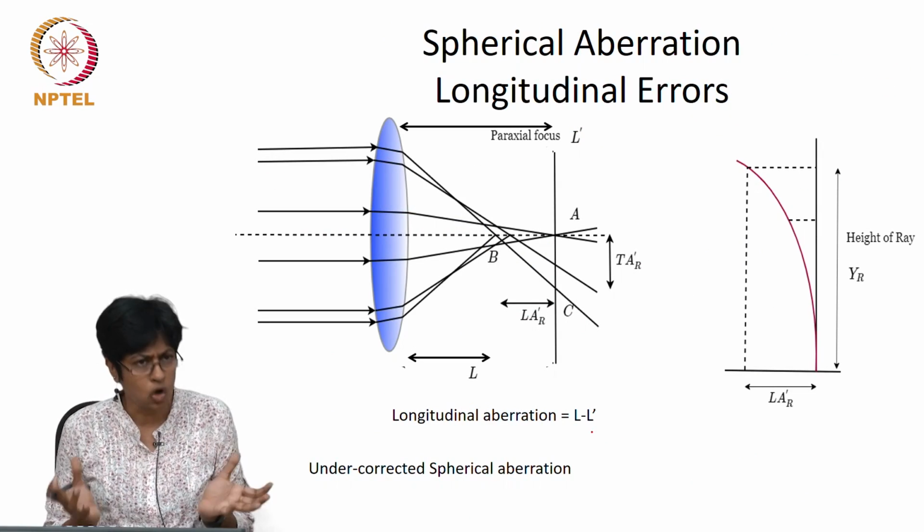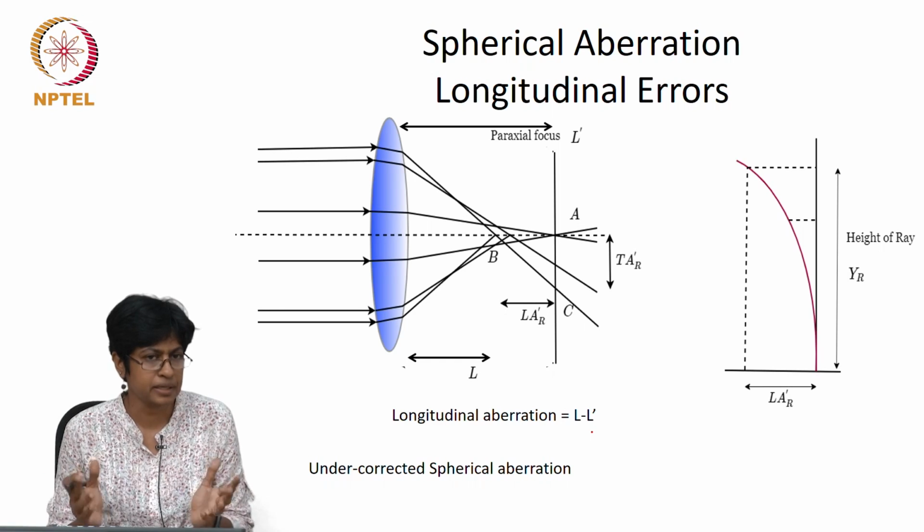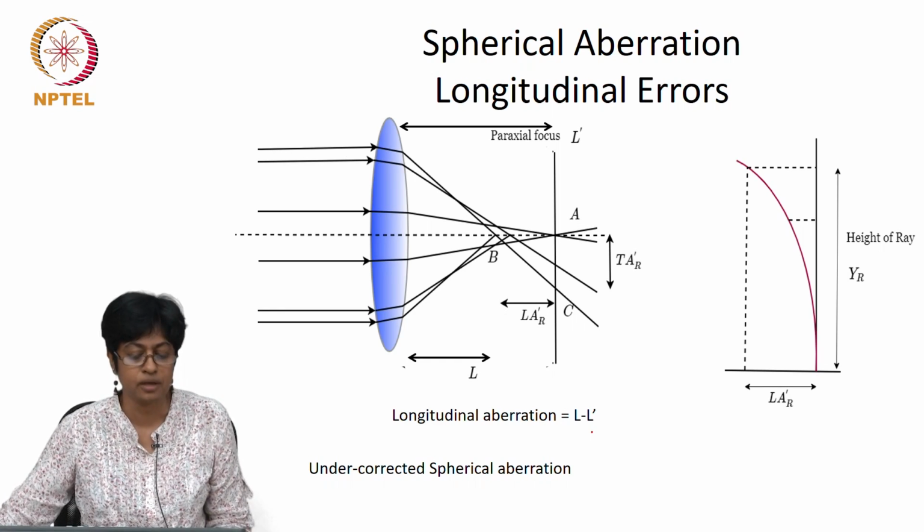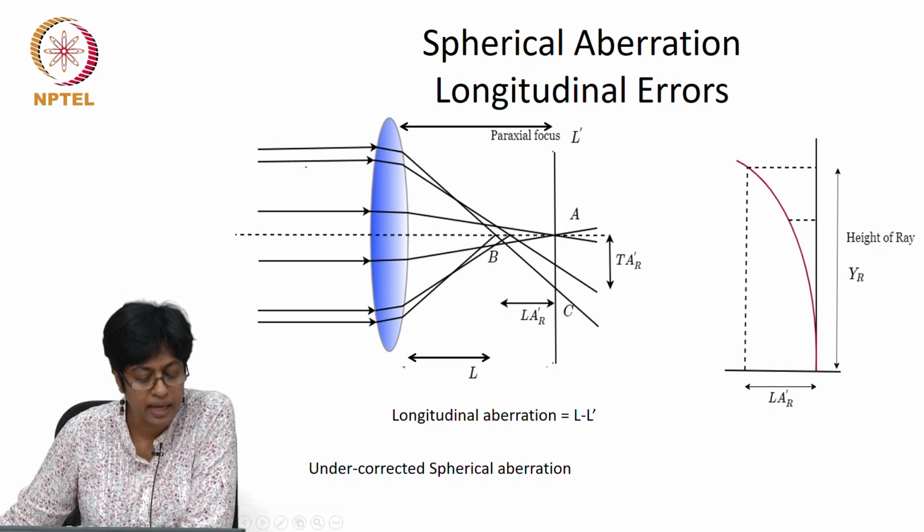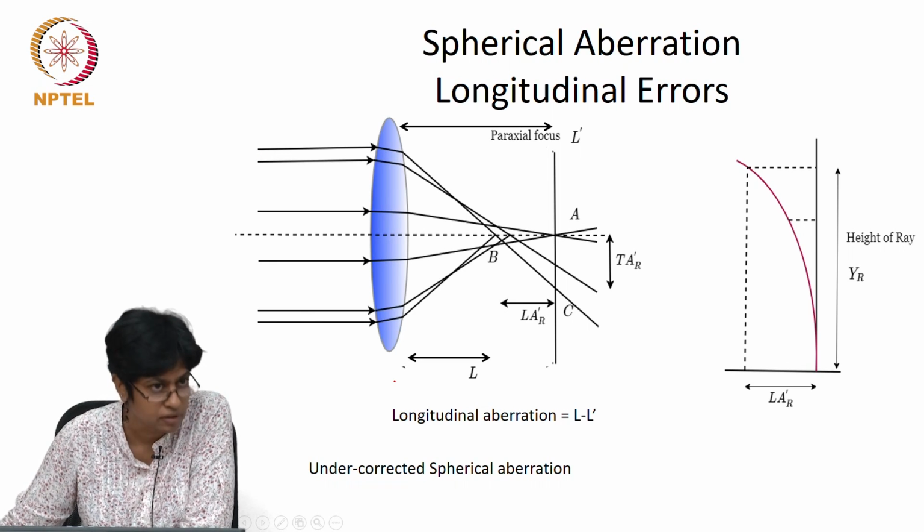How do we define the longitudinal error? That was the transverse error, but how do we quantify the longitudinal error? So if you see in this figure, you have these rays incident and we have a convex lens.